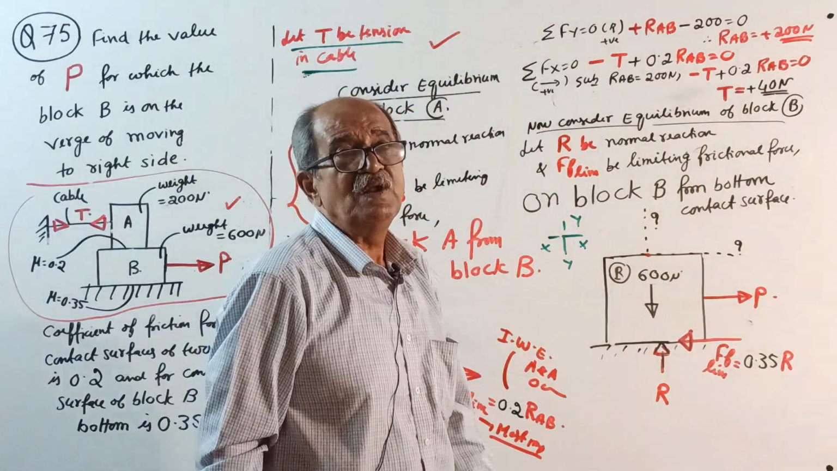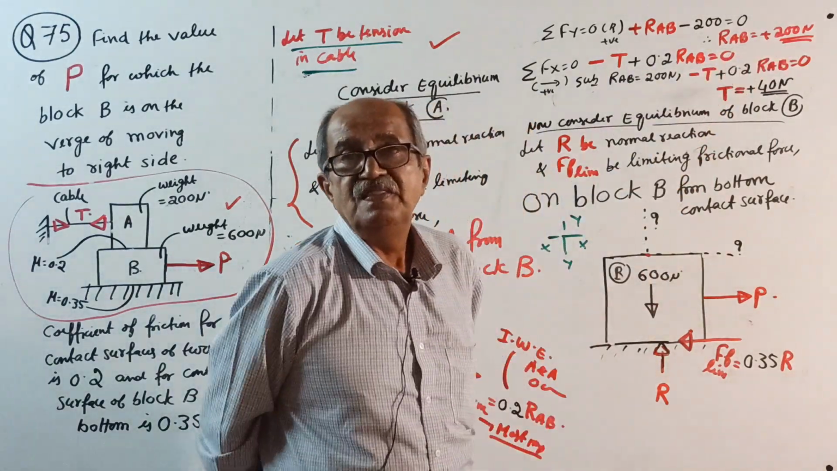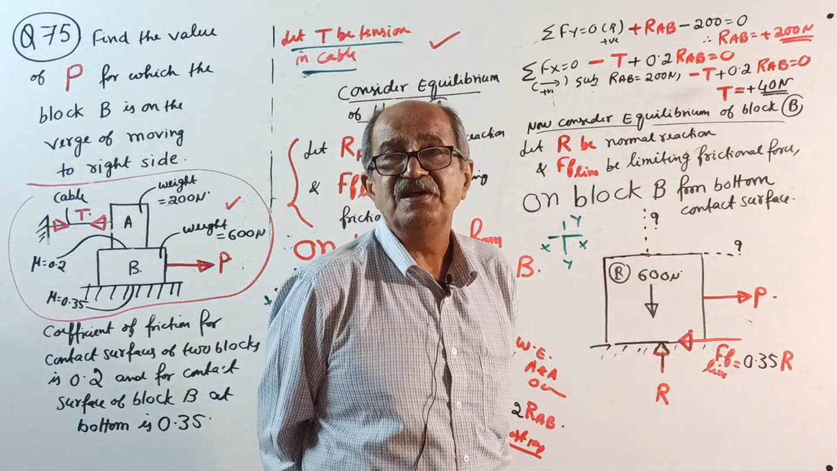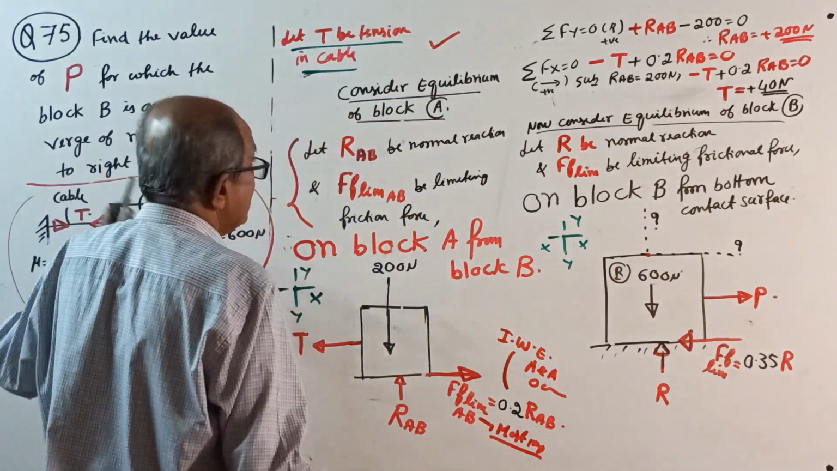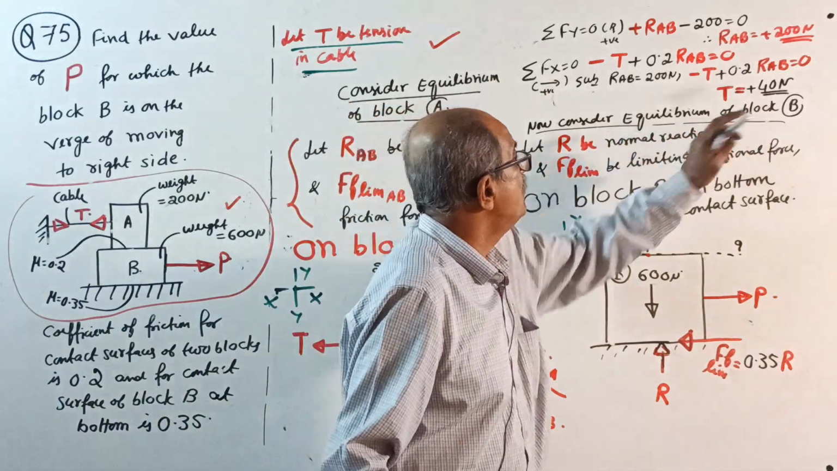Actually, T is not required for the next part. We want only RAB. That is carried forward. I am getting T because in some examinations they will ask the question, what is the tension in the cable? Okay, over. Now consider equilibrium of block B.